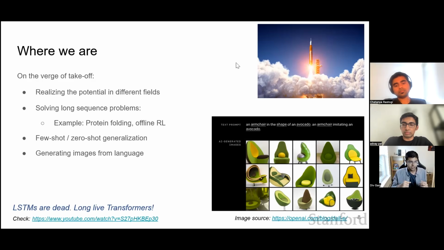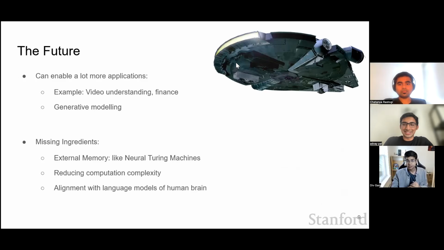And so there's a talk on this that you can also watch on YouTube, which basically says that LSTMs are dead and long live transformers. So what's the future? We can enable a lot more applications for transformers. They can be applied to any form of sequence modeling. So we could use them for video understanding. We can use them for finance and a lot more. So basically imagine all sorts of generative modeling problems.